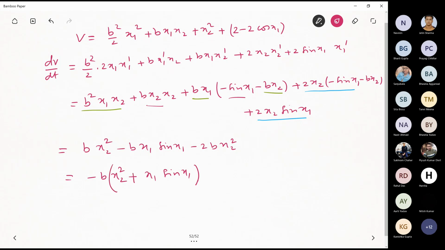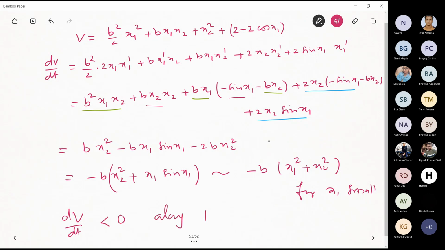So if you see this as x1 goes to 0, for x1 small or x1 less than pi, x1 sin x1 is approximately x1 square. So this is going to be minus b into x1 square plus x2 square for x1 small. Therefore this dV by dt is going to be strictly less than 0 along the trajectories. So this tells us that 0, 0 is asymptotically stable.